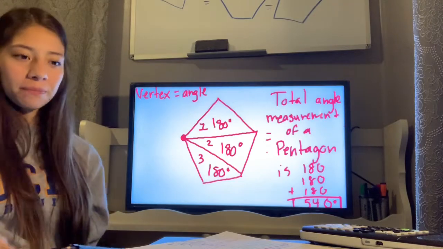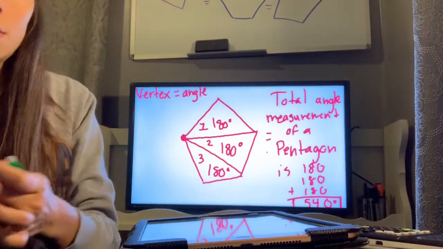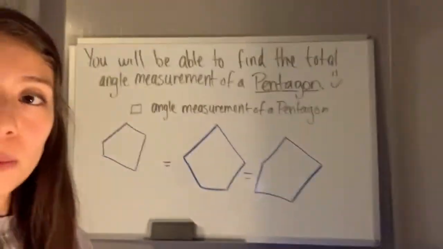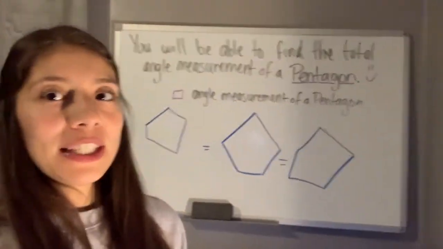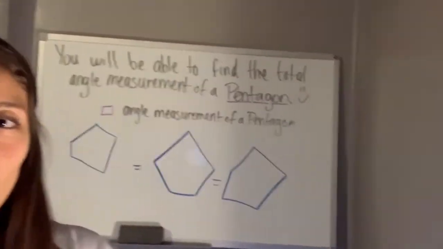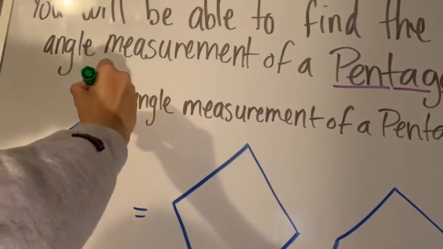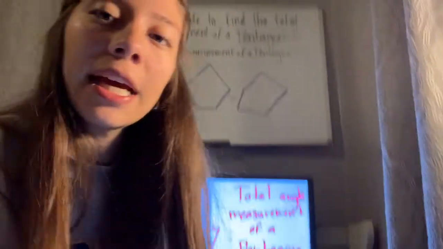But for today, again, our objective, if we go back up here, was to figure out the angle measurement of a pentagon, and we did that, and we figured out that it was 540. So guess what we can do? Check that off. All right, and that is it for today.